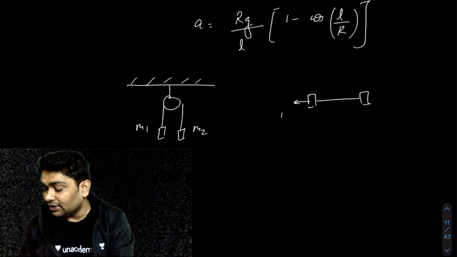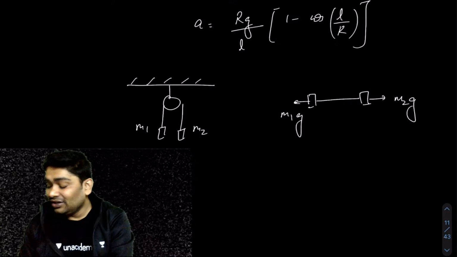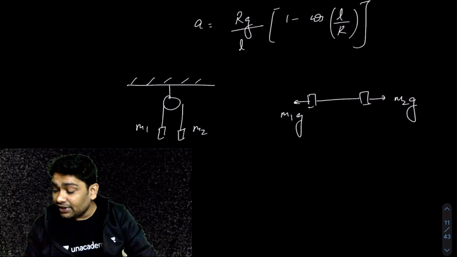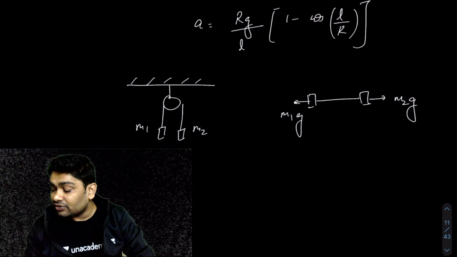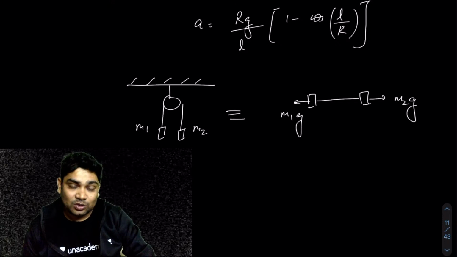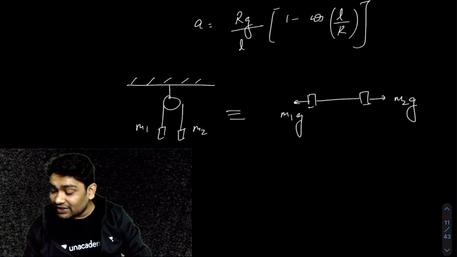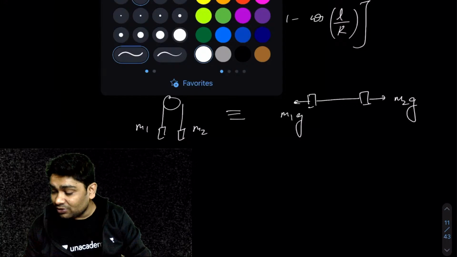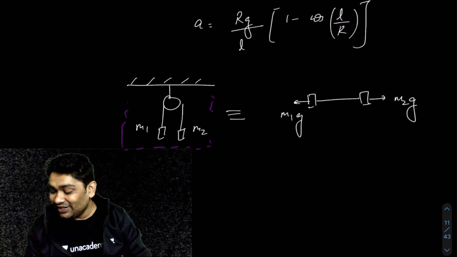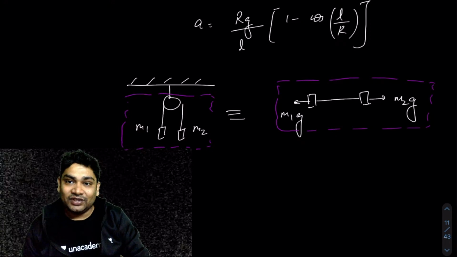So one portion is being pulled on one side with M1G and another portion is pulled in the other direction with M2G. You realize the acceleration in this situation and in this situation will be the same. These two are equivalent of each other. The acceleration produced in this case would be identical to the acceleration produced in this case. Is there any reason why the accelerations would be different? That is why I can consider the net force causing the motion and divide it by the total mass.